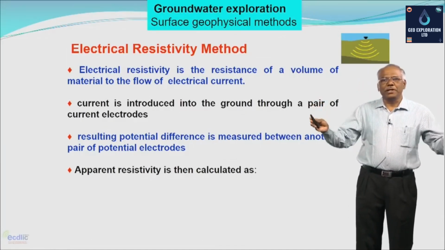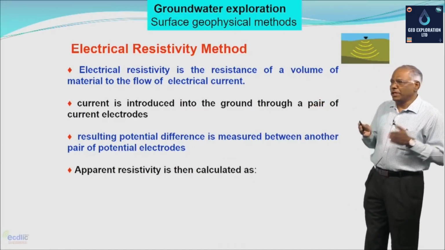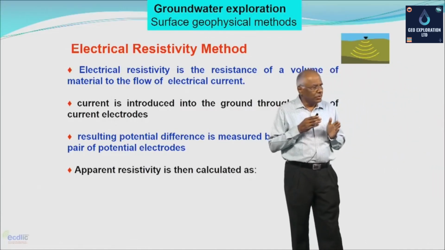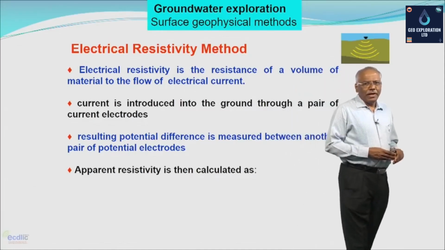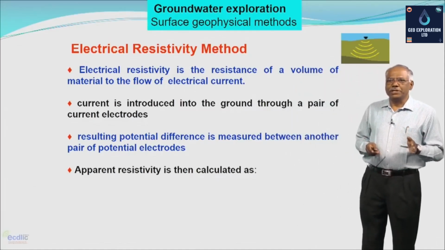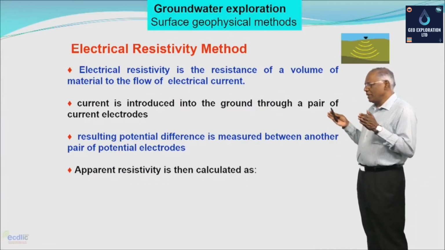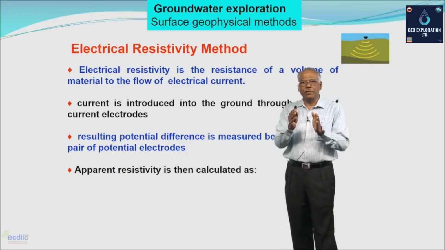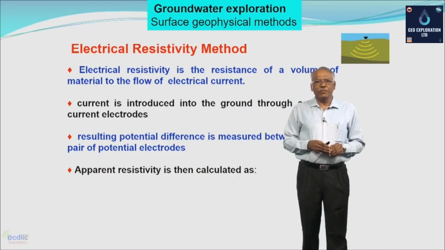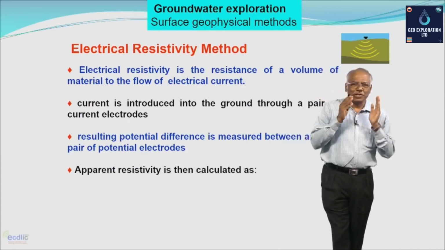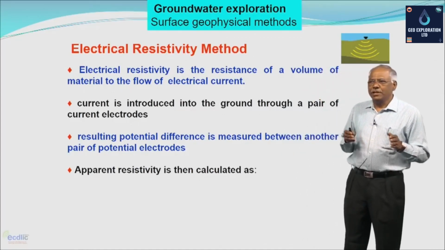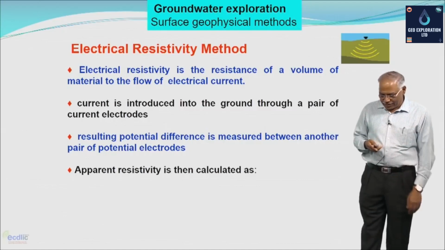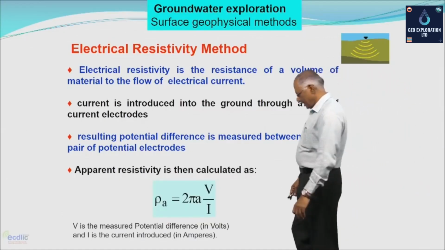So, we have two current electrodes, which is typically the 4-probe method, and therefore, we have two current electrodes C1 and C2, through which current is introduced into the subsurface. And then the resulting potential is measured between another pair of potential electrodes, P1 and P2. By using these potential electrodes, one can measure the potential difference produced at these two electrodes, and then apparent resistivity is calculated by taking an equation into consideration.